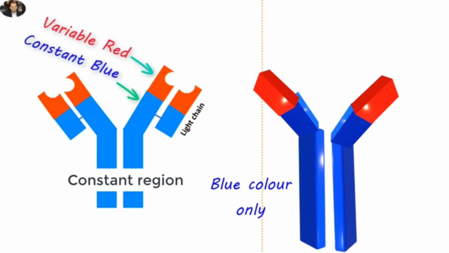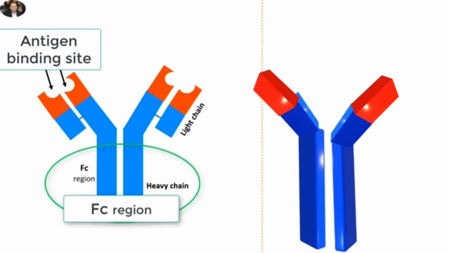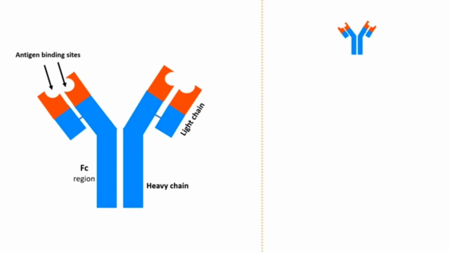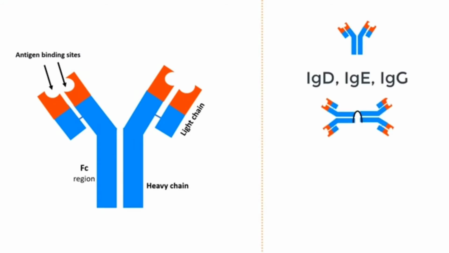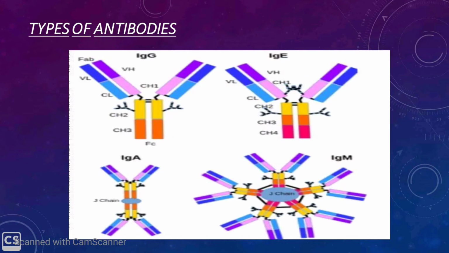Constant region is represented by blue color while variable with red. The variable region consists of antigen binding site while constant region consists of Fc region, which recognizes the cell. Antibody may be a single molecule as in IgD, IgE, IgG, while double in IgA and many in IgM. We can see the types of antibodies over here: IgG, IgE, IgA and IgM.